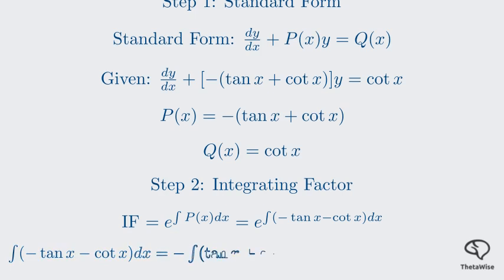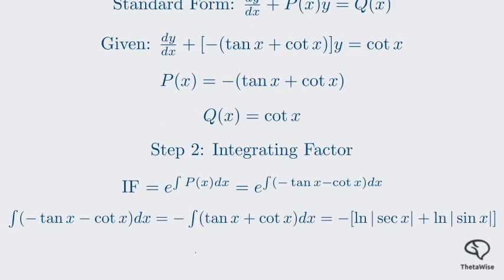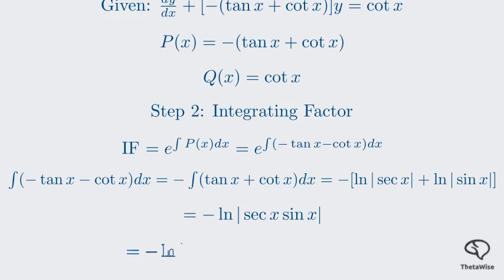We know the integrals of these basic trig functions. The integral of tangent x is ln of secant x, and the integral of cotangent x is ln of sine x. Using the logarithm property that the sum of logs is the log of a product, we get negative ln of the absolute value of secant x times sine x. Secant x is 1 over cosine x, so secant x times sine x is tangent x. The expression becomes negative ln of tangent x.